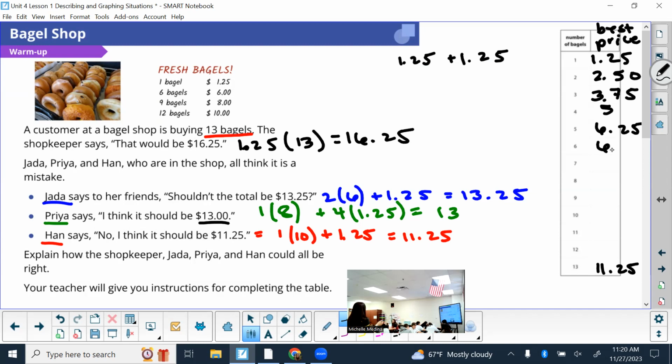Well, that means table two. So table two, can you answer? Why did it get cheaper to buy six bagels than to buy five bagels? That's the deal. When you buy six, you get like the special discounted price. So if you really only need five, you might as well buy six and you can save a little bit of money. Table three, what would be the next for when it's seven bagels? What's the best price?